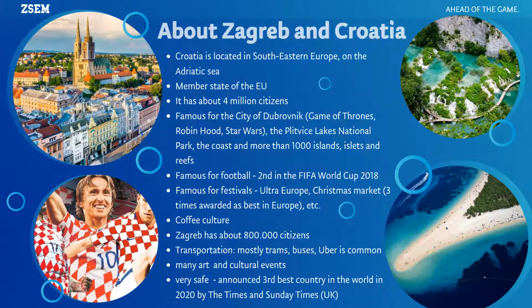Zagreb has about 800,000 citizens. The transportation that we use is mostly trams, buses, and Uber is very common. We don't have an underground. There are many art and cultural events in the city, and it's a very safe city. It was actually announced the 3rd best country in the world in 2020 by the Times and Sunday Times, based on how we handled the COVID crisis and the general safety of the country.